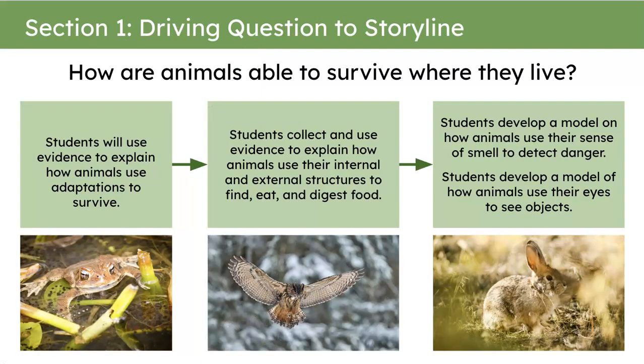After being introduced to the anchoring phenomenon, students will share how they think animals in a wetland use their adaptations to survive. The driving question of Section 1 is, how are animals able to survive where they live? Students use a card game to review the concept of adaptations and understand they can be behaviors or structures that help an animal survive. Then, students dissect an owl pellet and explore other animal structures to figure out how wetland animals used internal and external structures to find, eat, and digest food. Next, students develop models of how animals use their senses of smell and sight to survive.